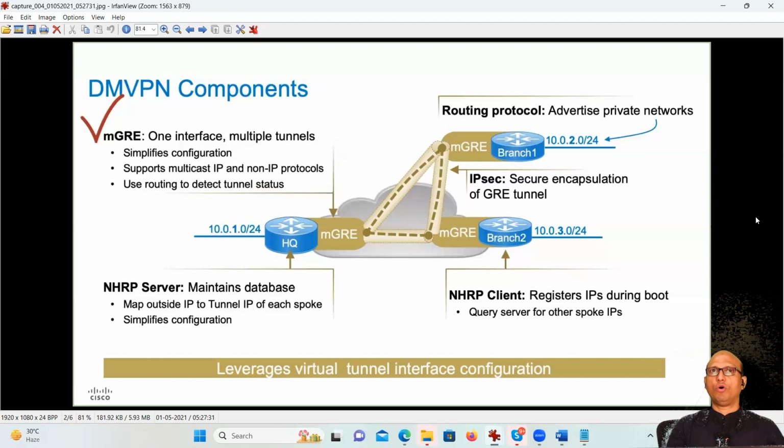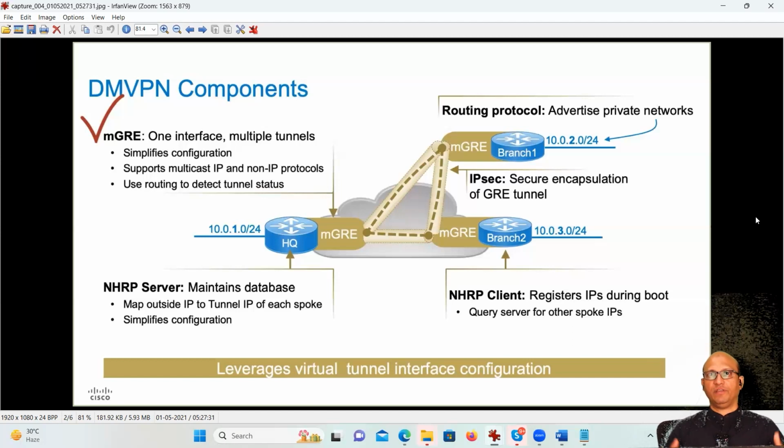GRE has less overhead, 24 bytes, the packet size. Out of that, 20 is IP and 4 bytes is just the header and footer. So you can have GRE between two locations. GRE also has two flavors, point-to-point GRE and multi-point GRE.